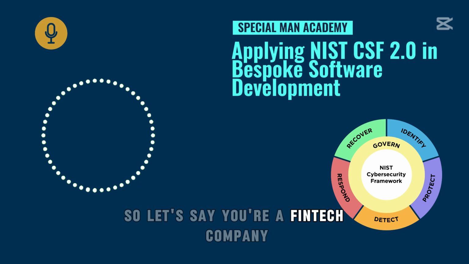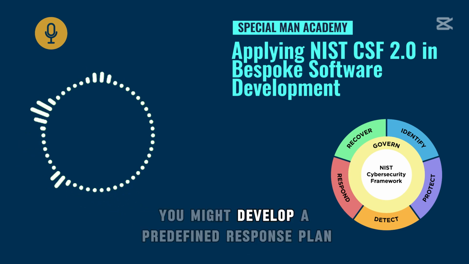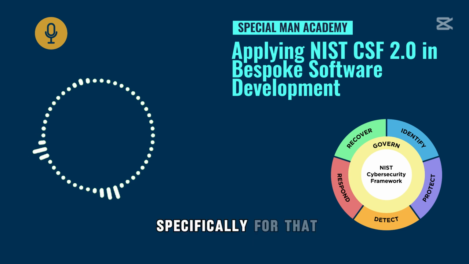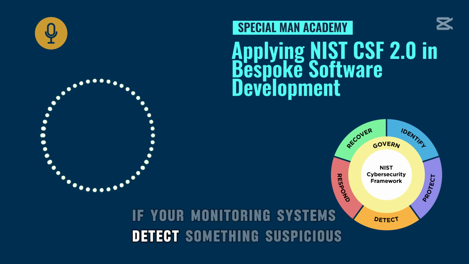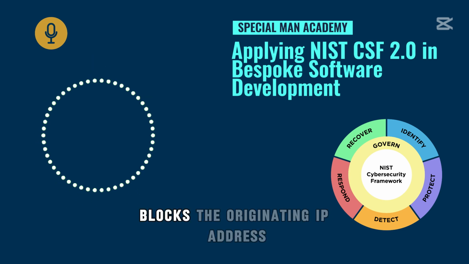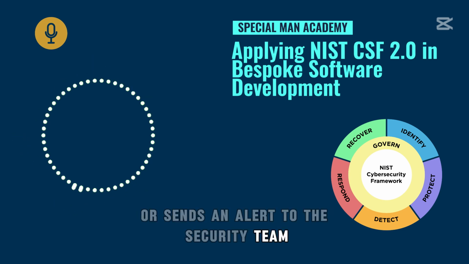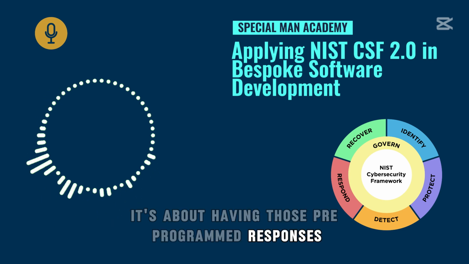So let's say you're a fintech company and you're particularly concerned about API fraud. You might develop a predefined response plan specifically for that. If your monitoring systems detect something suspicious, the plan kicks in. Maybe it automatically blocks the originating IP address or sends an alert to the security team. It's about having those pre-programmed responses ready to go.